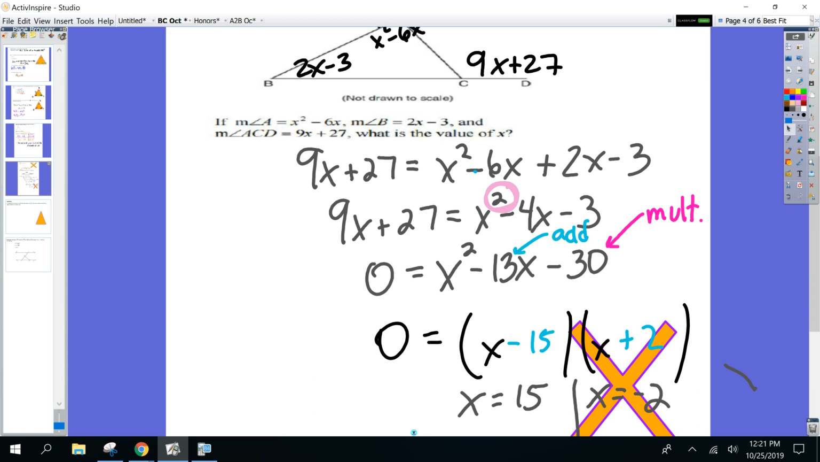Please listen carefully. I am not rejecting negative 2 because it's negative. I am rejecting it because when I substitute it back in, it causes a negative angle to be formed. Again, I am not getting rid of it just because it's a negative answer. I can have positives and negatives, but when I plug it back in, it gives me a negative angle. No go. Any issues with you guys? One more together, and the last one is in your group.